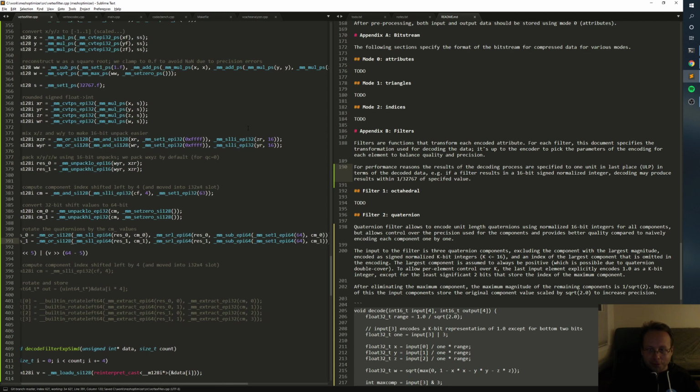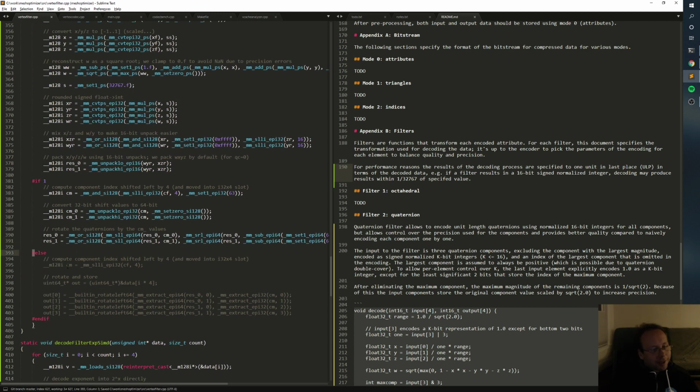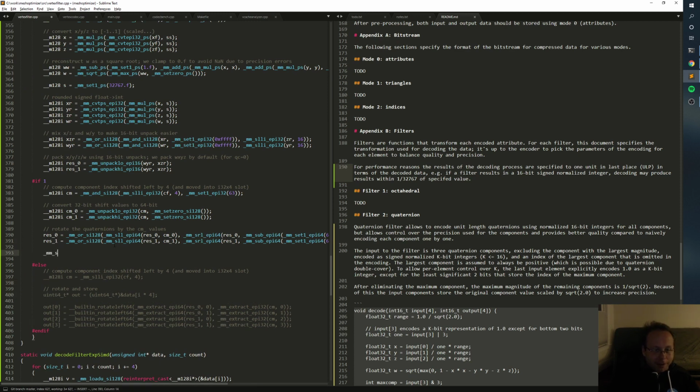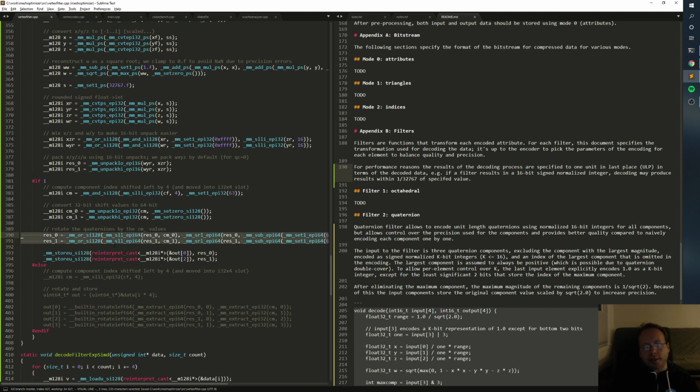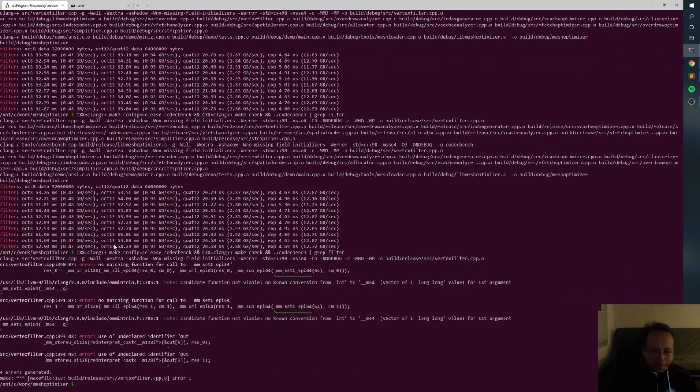And then we just do this for the second quaternion component, and then we can finally store this thing. Store U. The reason why we need to do this twice is because each vector is 16 bytes, but there's 2 quaternions in it because each quaternion is 8 bytes, so we need to do the rotate twice. All right.